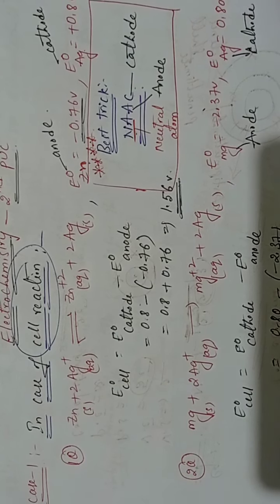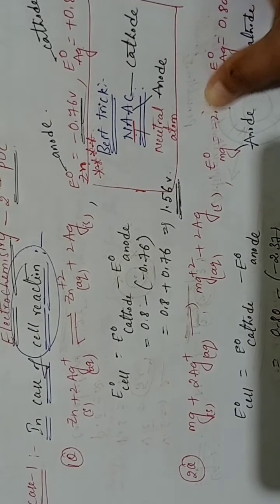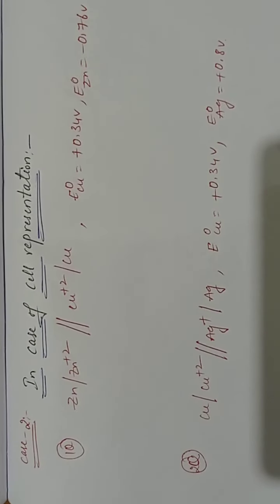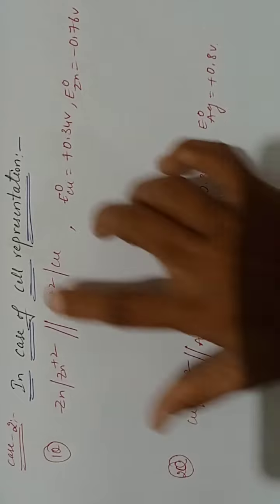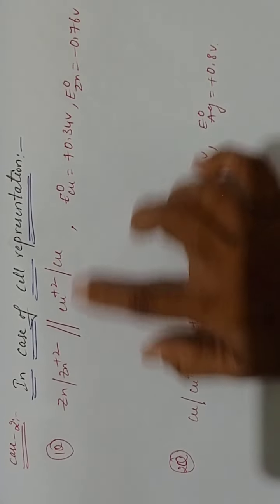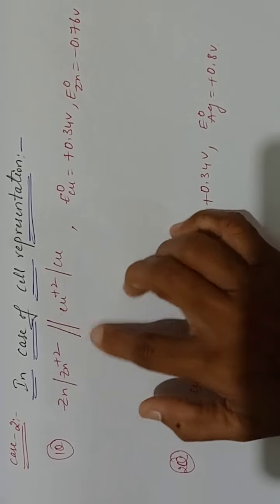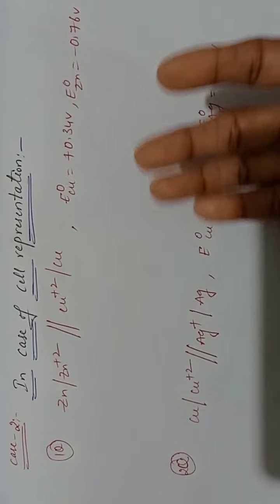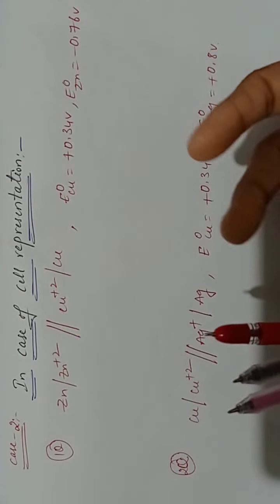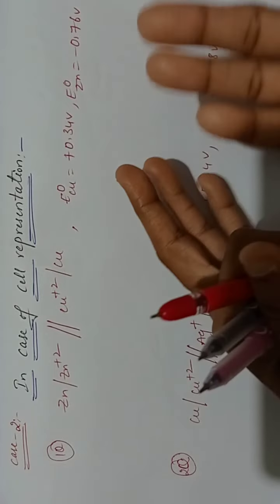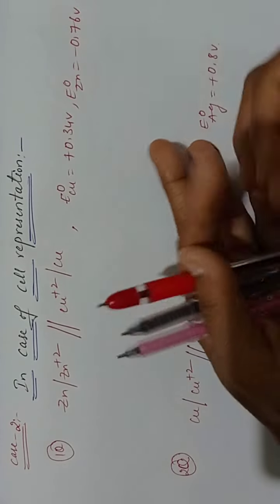Now in the case of cell representation. What is anode and cathode? Now see, students, second case: in case of cell representation. Here also students face the problem of which is anode and which is cathode. They are unable to identify. So here I am giving the best trick.